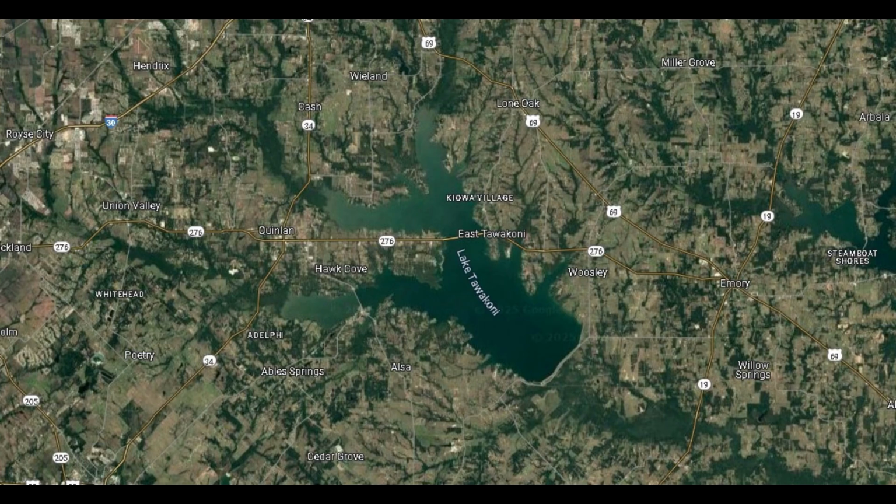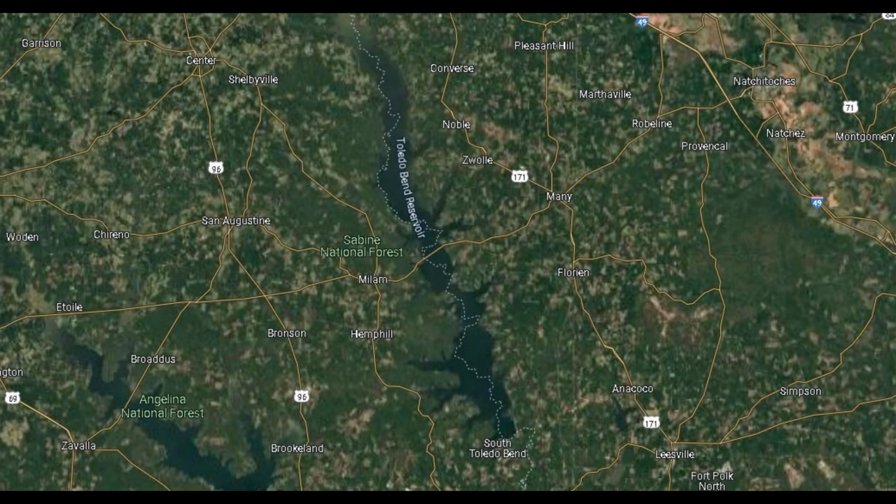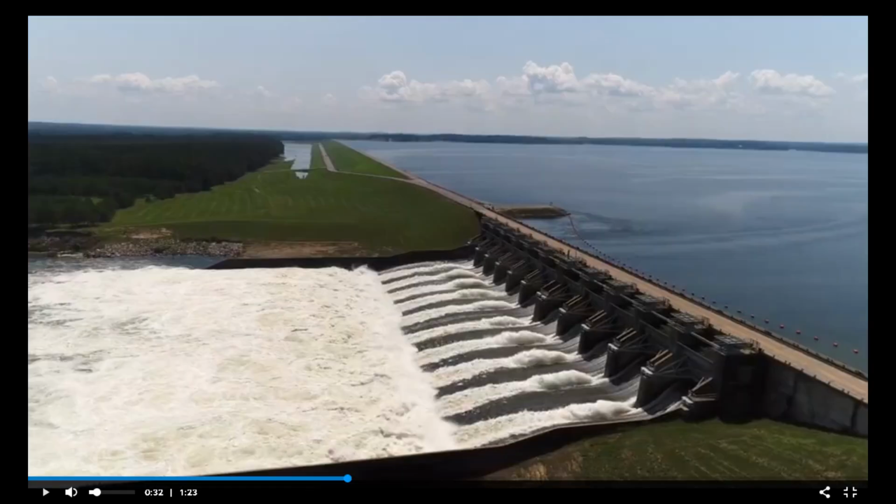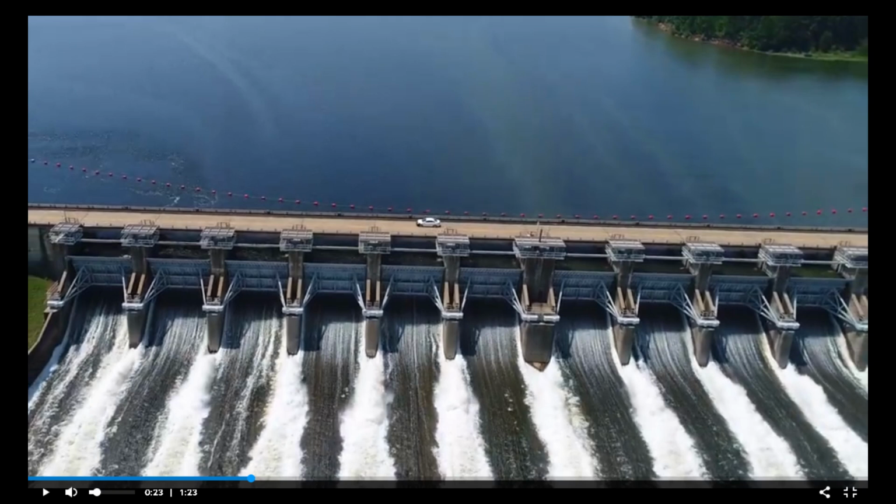It flows through an area of abundant rainfall and discharges the largest volume of any river in Texas. Lake Tawakoni and Toledo Bend Reservoir are major reservoirs on the Sabine River used for water supply, recreation, and hydroelectric power generation. The river and its reservoirs are a crucial source of raw water for municipal, industrial, and agricultural needs in the Sabine River Basin.